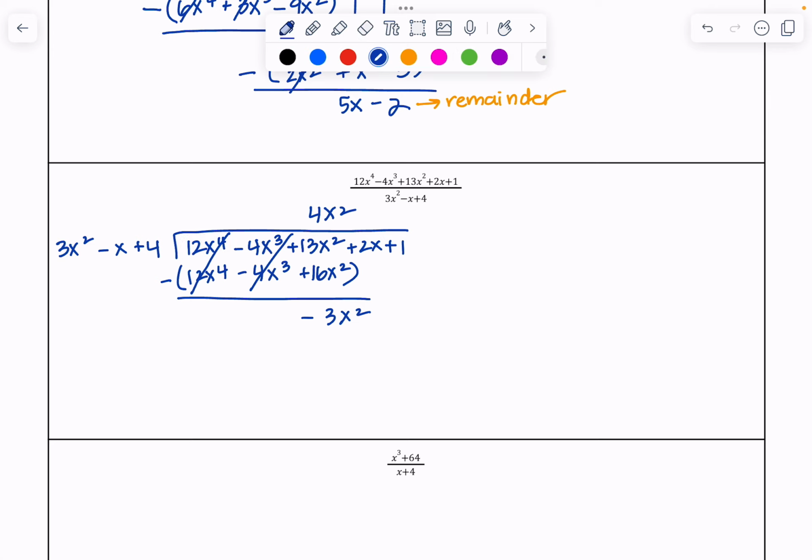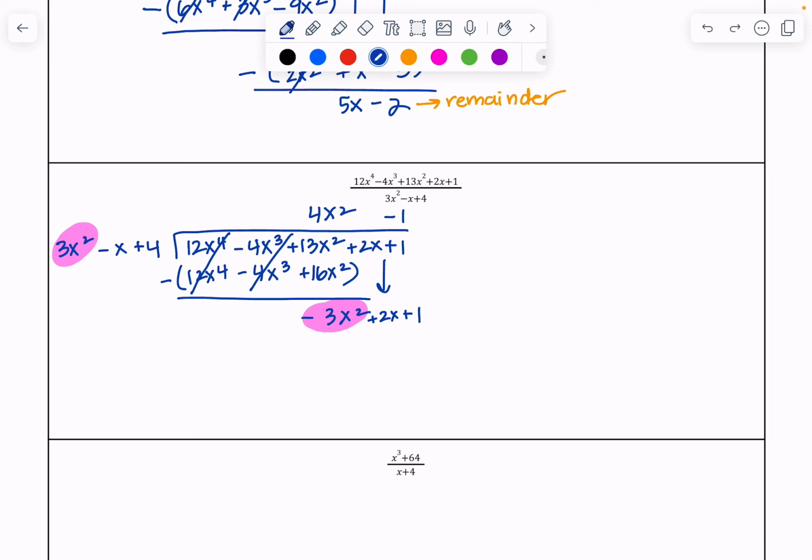Awesome. Okay, so I'm going to bring down what's left, so this is going to be negative 3x squared plus 2x plus 1. And I'm going to be comparing 3x squared to negative 3x squared, so I need to multiply by negative 1. Again, not a big deal if you put it here, but it's just better to line up our constants because then we know when we're finished dividing.